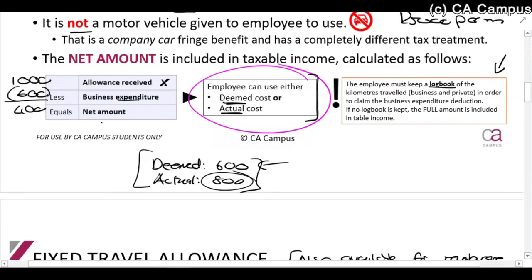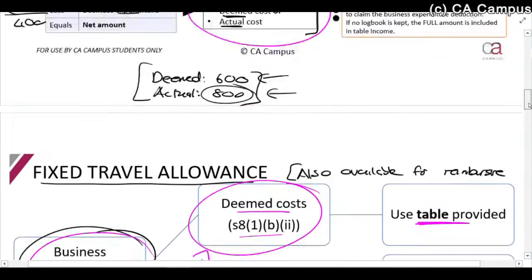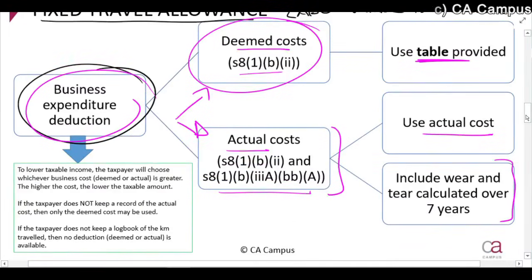Now, it's not against the law. You're not breaking the Tax Act. If you choose either one of these, you can choose the 600 or the 800 if it's available to you. But from an exam perspective, the assumption is that we're always going to go for the one which gives the better tax or the lower taxable income.